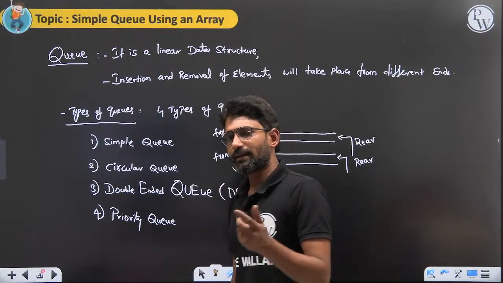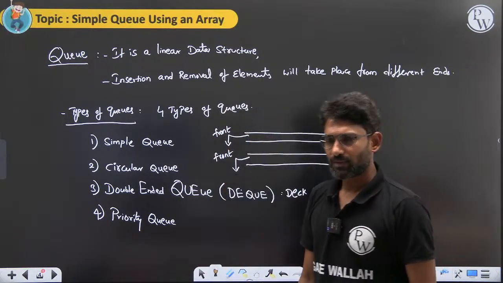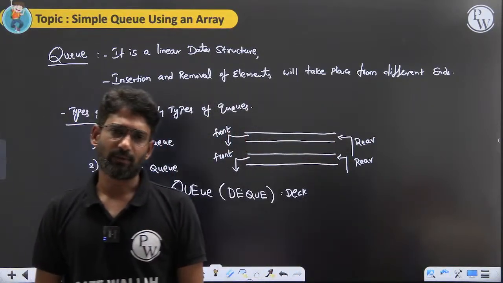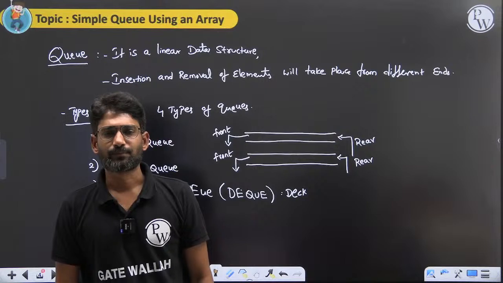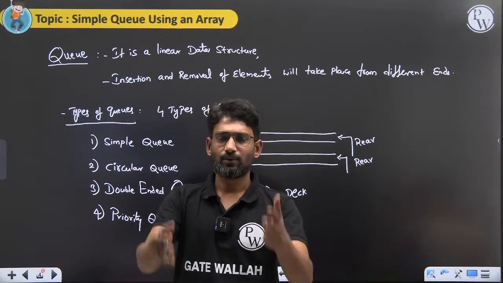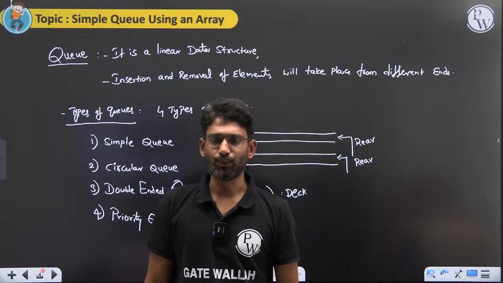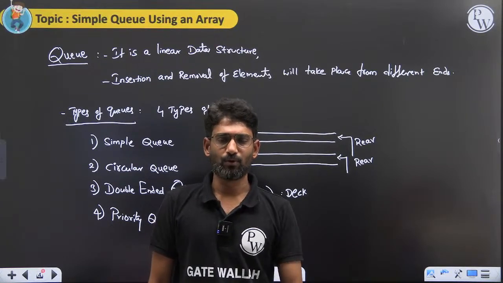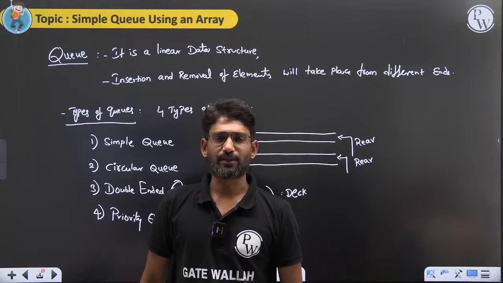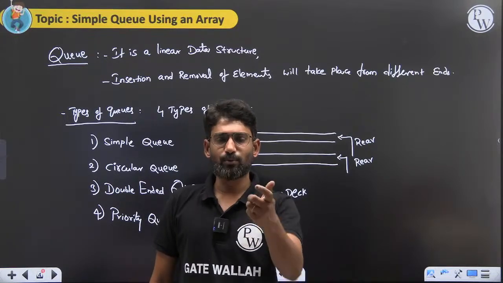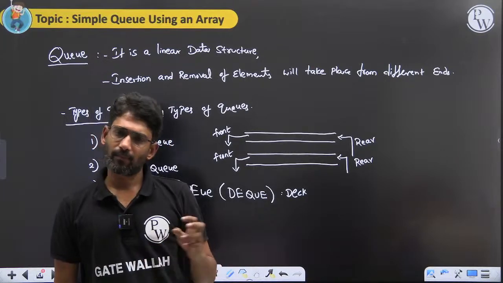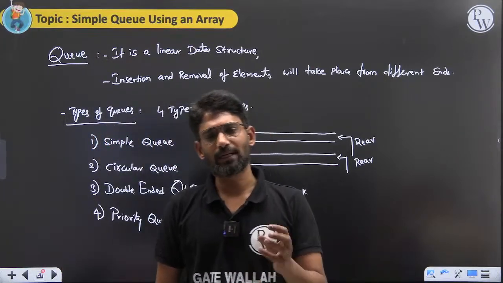So these are like regular queues. Simple queue is a regular queue that you see at the booking counter, reservation counter, or while polling. You might have seen the queue of voters. At the ATM center, you could have experienced the queue. While boarding a bus or train or flight, you could have seen the queue. So that is a simple queue.